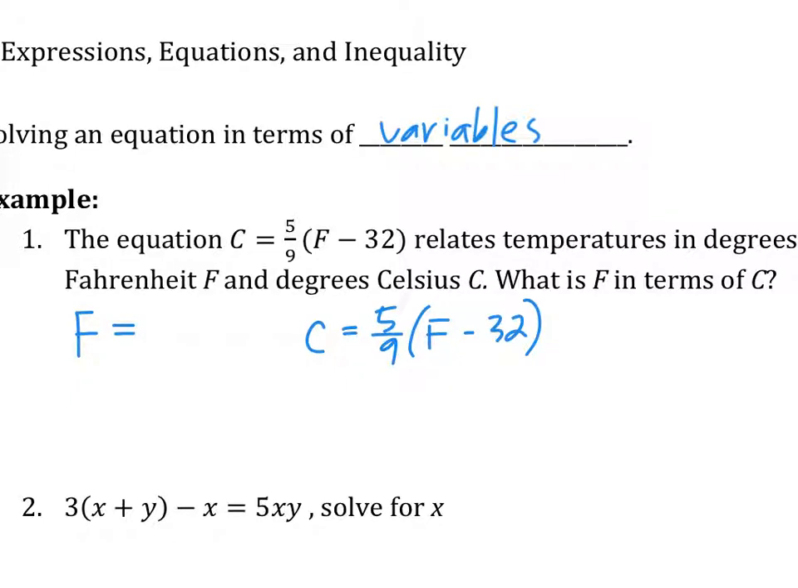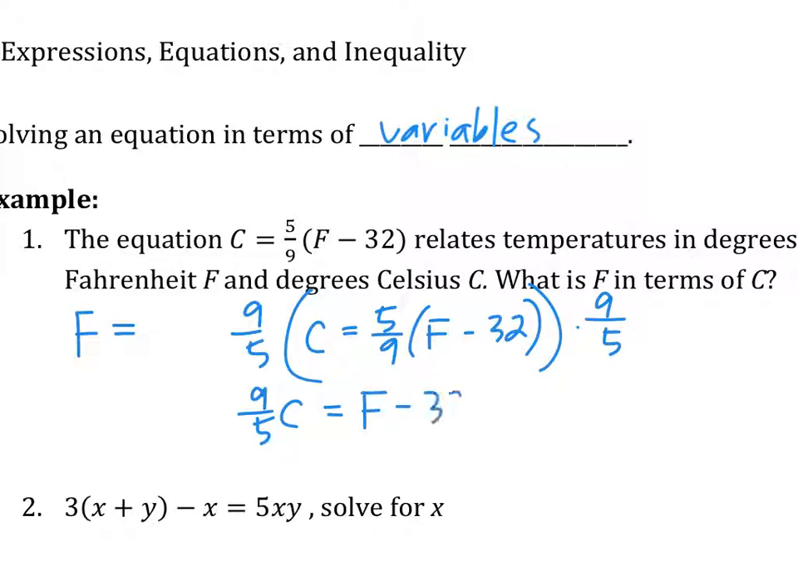Okay, divide by 5/9, or multiply by 9/5. Yes, multiply by the reciprocal. To get rid of this fraction, you're going to multiply by the reciprocal, and we learned reciprocal last section. That's going to cancel out that 5/9. So we have only F minus 32, and we're solving for F. What's the last thing you should do? Add 32. You can speak up, you're usually correct. Okay, F equals 9/5 C plus 32.